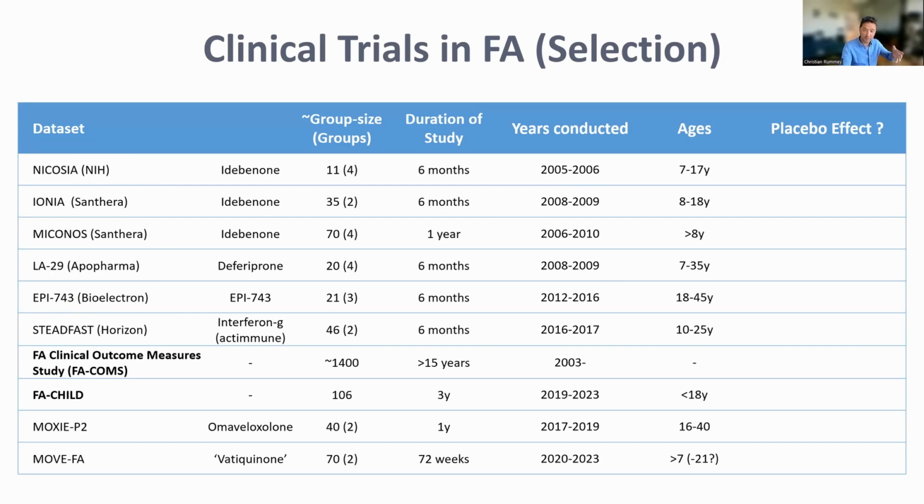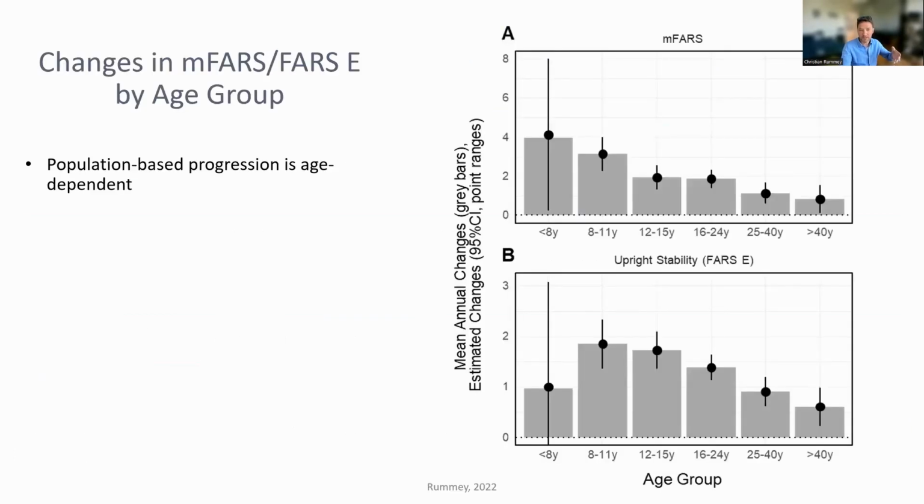When we do this, we need to keep in mind that the decline in FA, in mFARS, is age dependent. So the population you pick based on an age, and that age of the population is the most important determinant of the decline. And you can see that in this graph. These are age brackets, and you can see with higher age, the decline is decreasing. So I just looked at what age group did this study recruit in, and what kind of change does that produce in the natural history study?